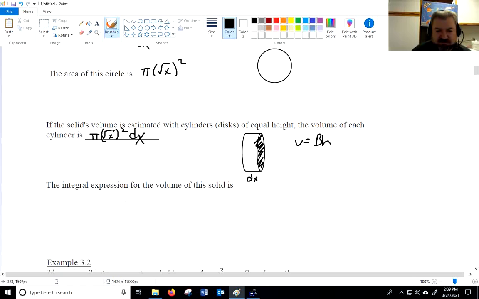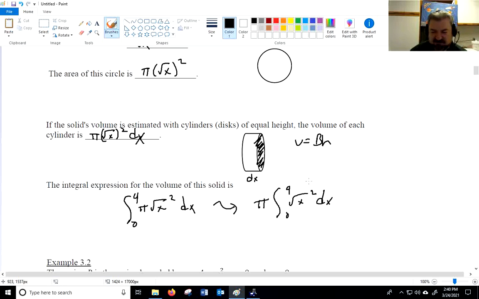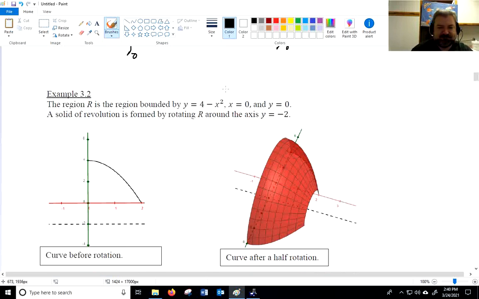Then the integral expression for the volume of the solid is the integral of pi times the square root of x squared dx from 0 to 4, since we said we were going to look at it over that domain. Typically, you'll see people write the pi on the outside, but it's simply the volume of the cylinder, pi r squared times h. So it's pi times the sum of all my r's squared from 0 to 4, times the height of each cylinder, dx.